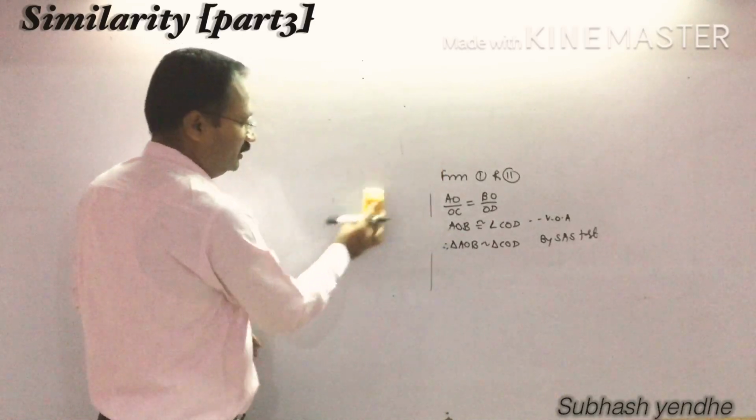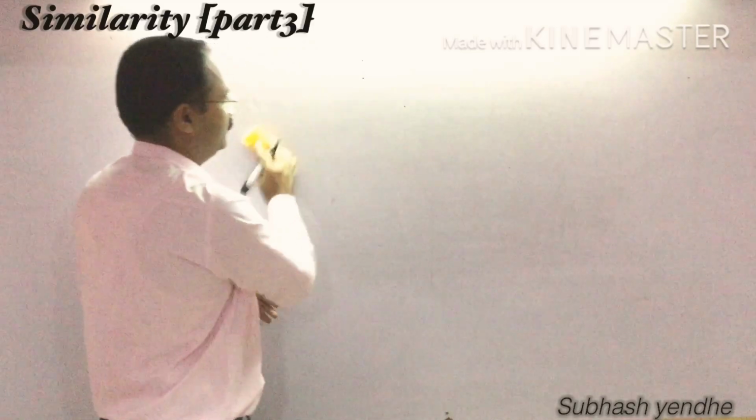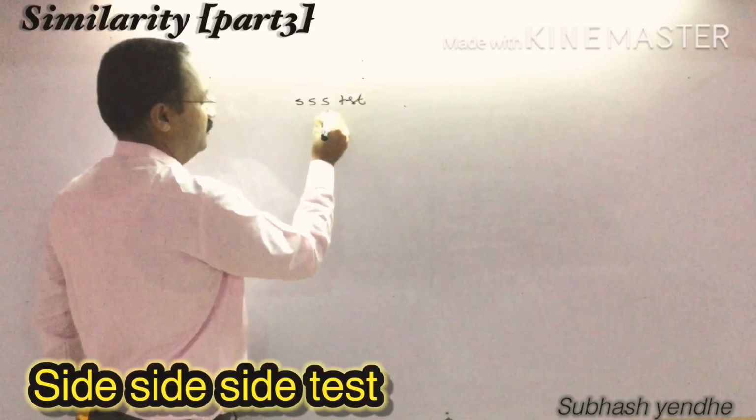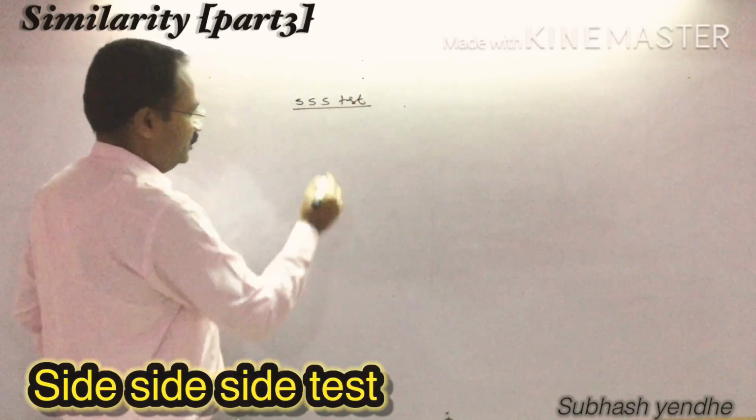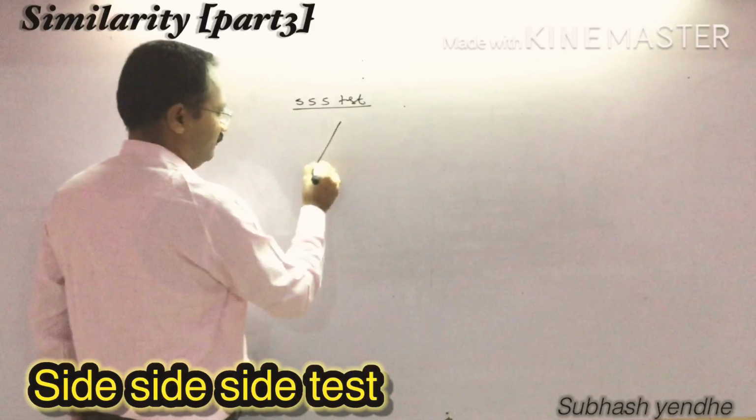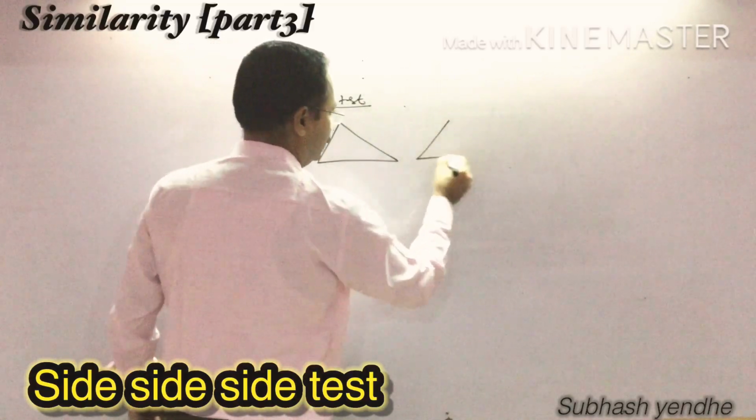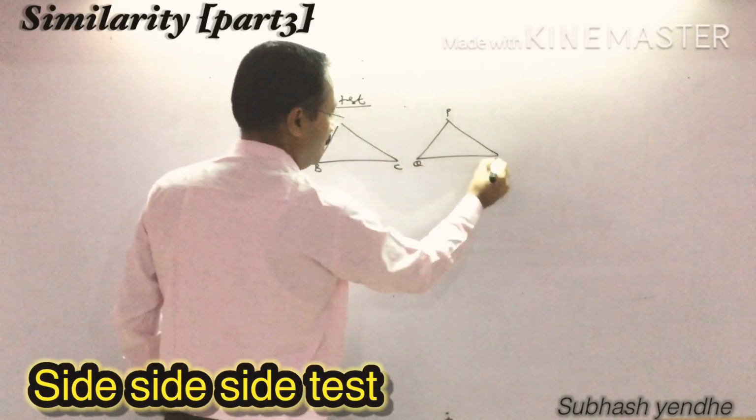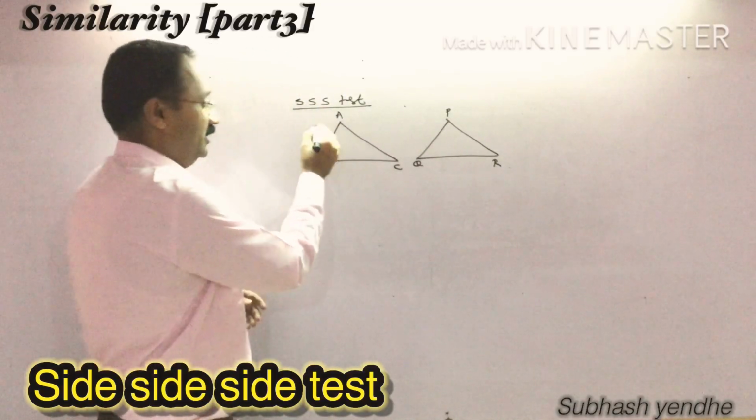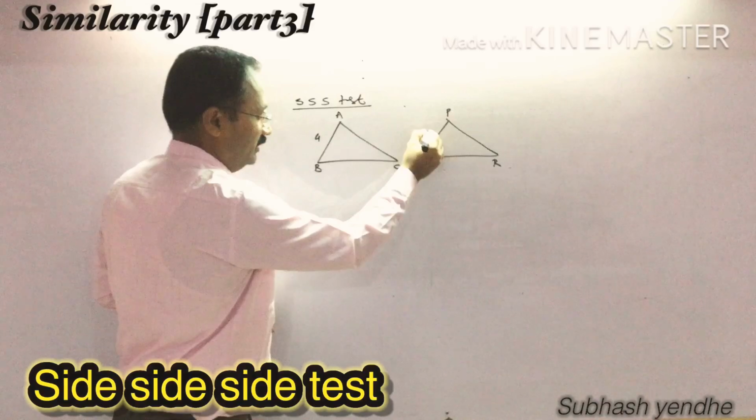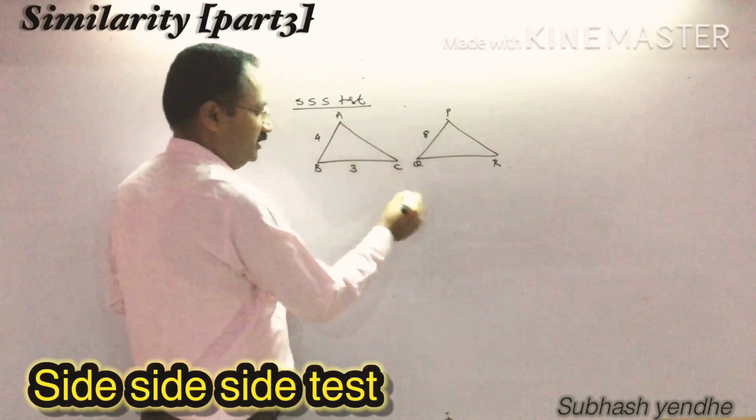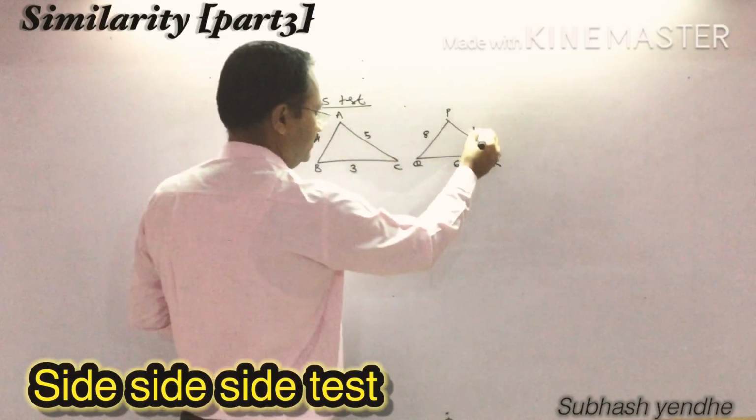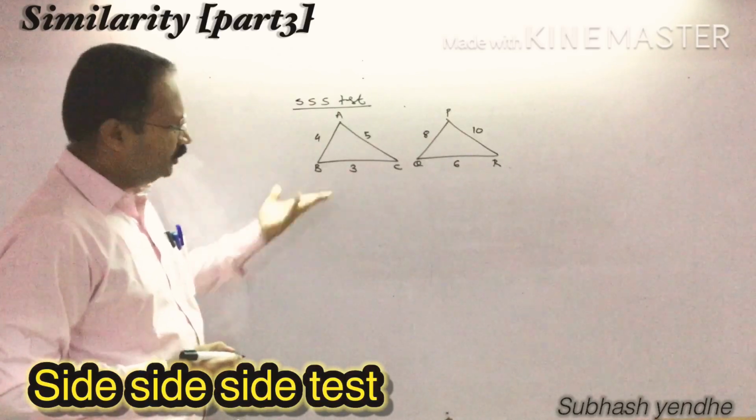Now we are going to see the third test of similarity. Now see, in this figure you will find these are the two triangles. One is ABC, another one is PQR. Here AB is given 4, PQ is given 8, BC is given 3, QR is given 6, this is given 5 and this is given 10. Observe these two figures. What do you observe?